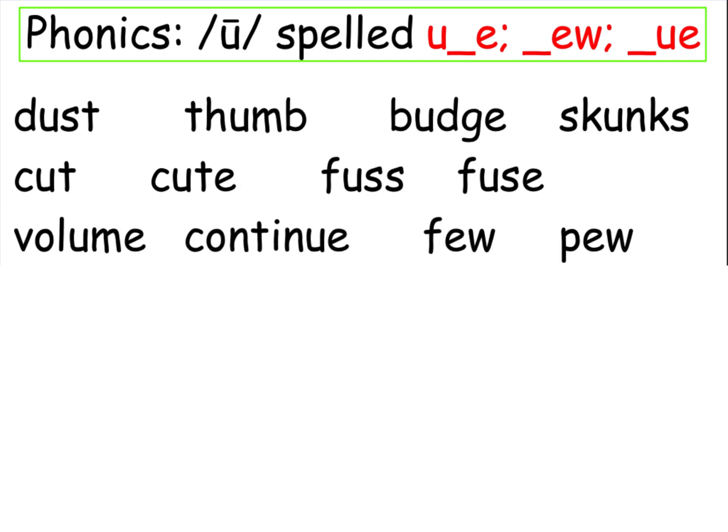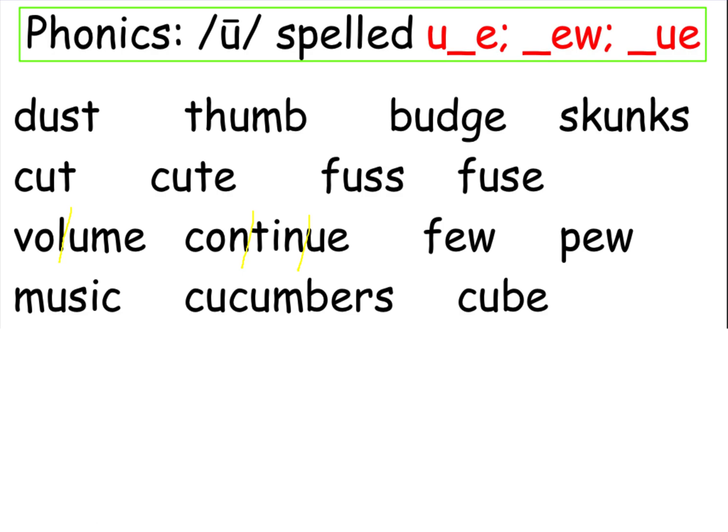Because English, these are harder ones. Read it in pieces. Don't do that, Miss J, because then you can't see it. Volume, volume. Continue, continue. Few, pew. Not too many of us are sitting in a pew right now.